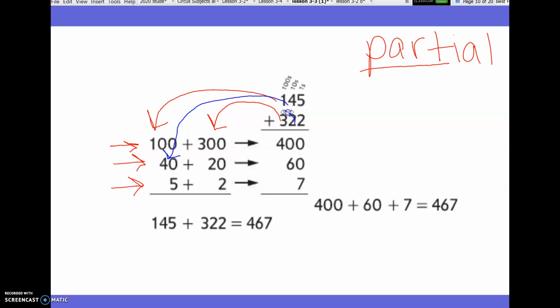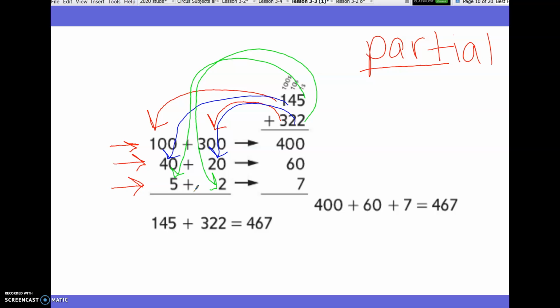I have 2 in the tens place, and that's 20. I add up the numbers in my tens place, 40 plus 20, that's 60. Then I look and see what's in my ones place. I have a 5 in the ones place, that's just 5. I have a 2 in the ones place, that's just 2. So 5 plus 2 is 7.